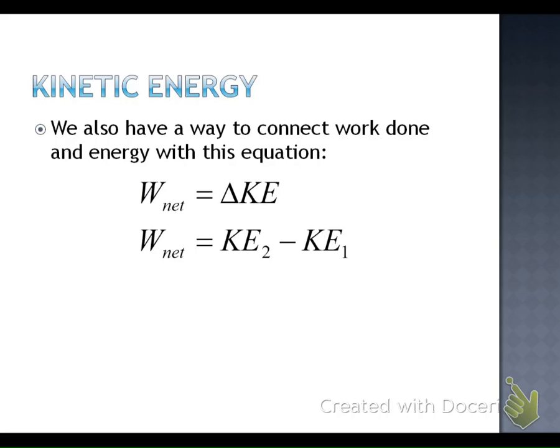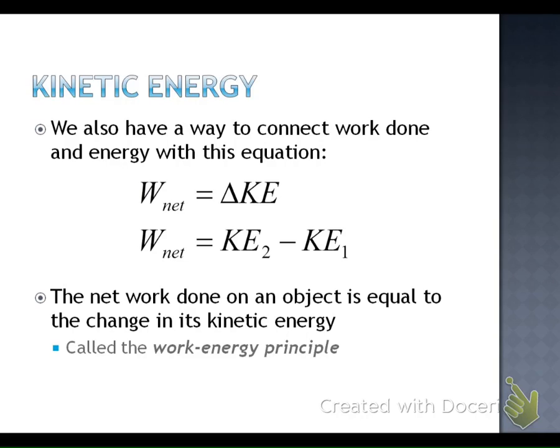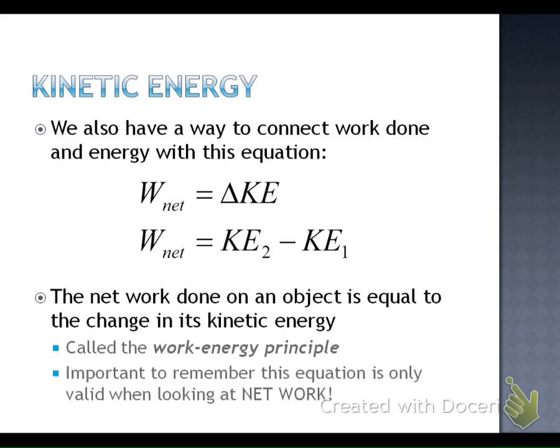Okay. What this equation is saying here is that net work is equal to 1/2 m times velocity final squared minus 1/2 m velocity initial squared. Okay, and all I did here was plug in this kinetic energy equation. You can see it both ways. This right here, this net work equals change in kinetic energy, is called the work energy principle. That's something that you'll have to know. Okay, that work energy principle equals work net equals delta KE. Okay.